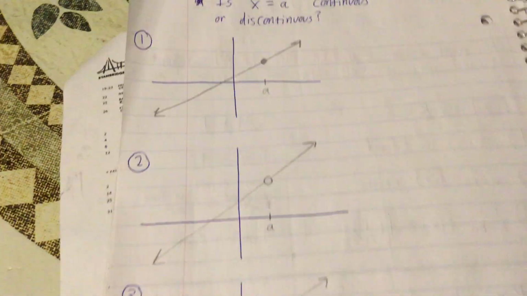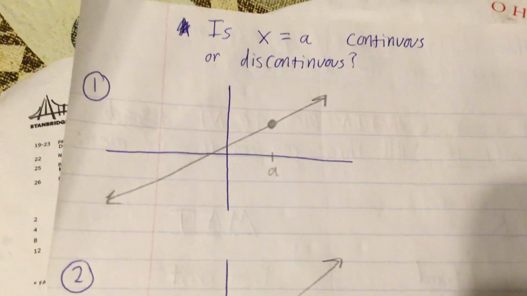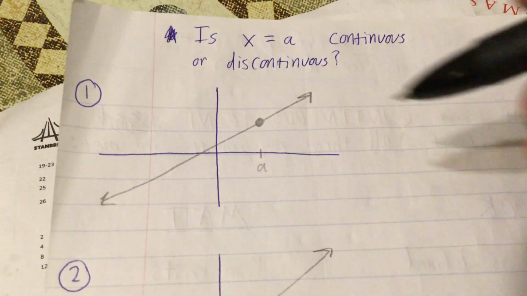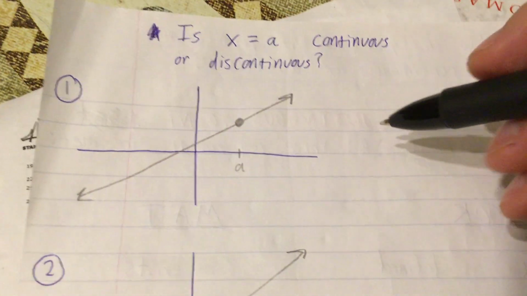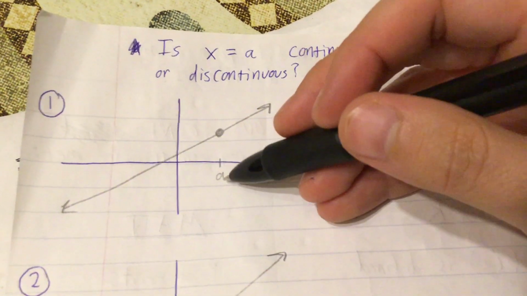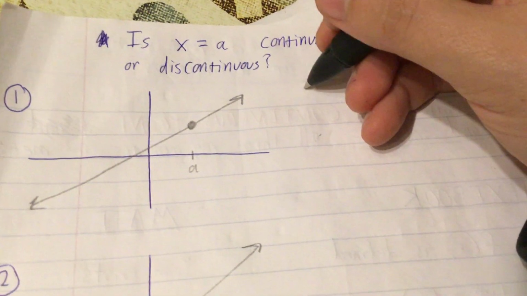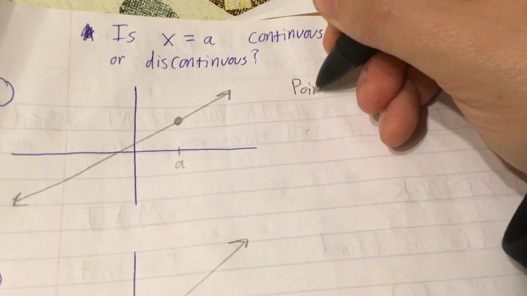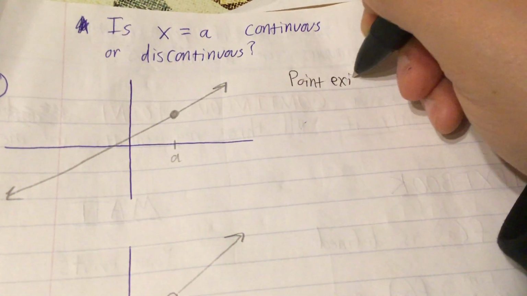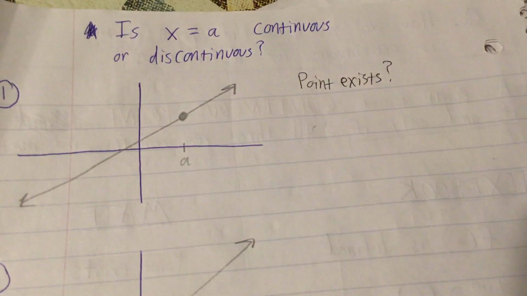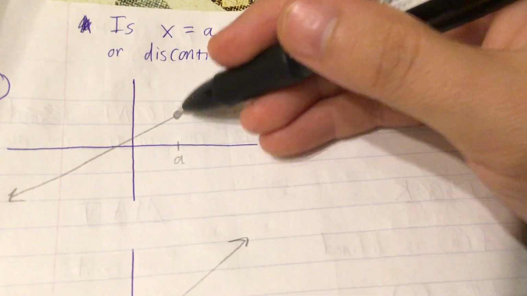Okay, so going on, so let me just give you 4 simple diagrams. So let's say I give you something like this. I just drew you a cool line. Now remember, what are the 3 requirements to determine whether x equals a is continuous or discontinuous? Well, first things first, does the point actually exist? Yep. Right there.